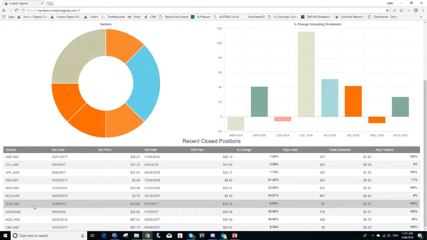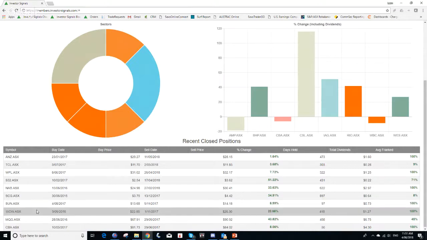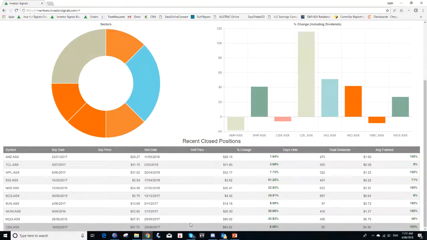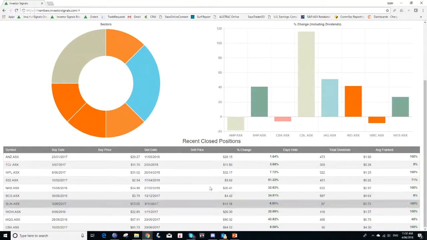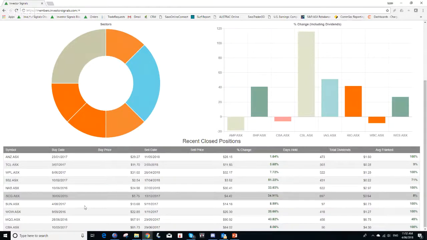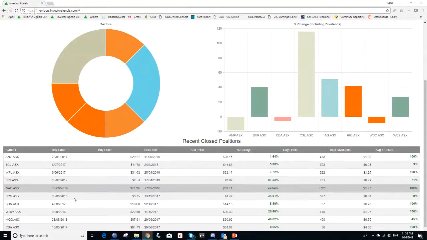Suncorp, we got out of that, or the model, the algorithm engine got out of that at a good level there, delivered 8.9% return. Woolworths delivered a 20% return. Macquarie 43% and so on. So that gives you an idea of the recent performance of the sold signals out of the model portfolio.